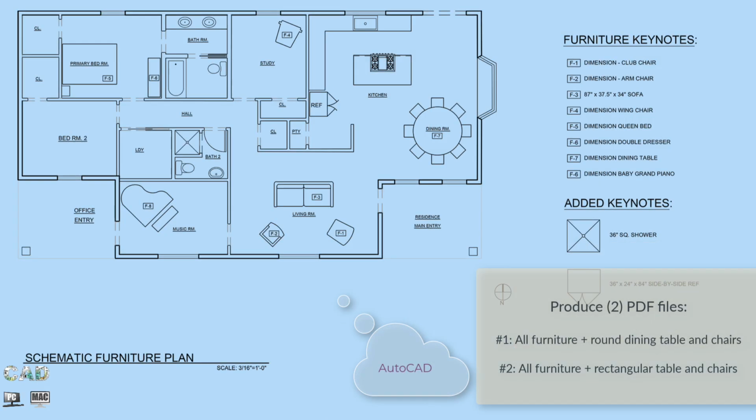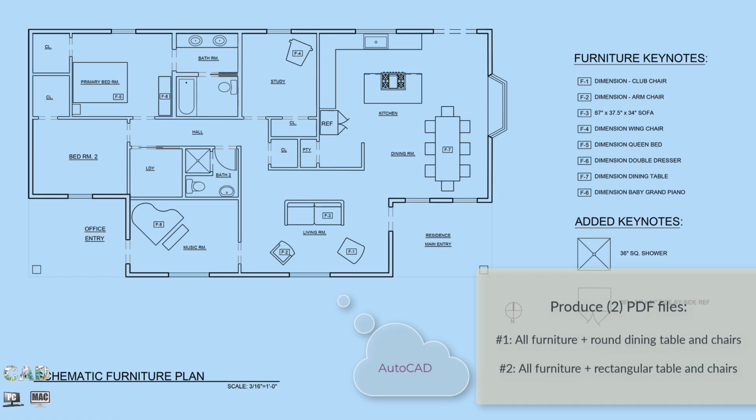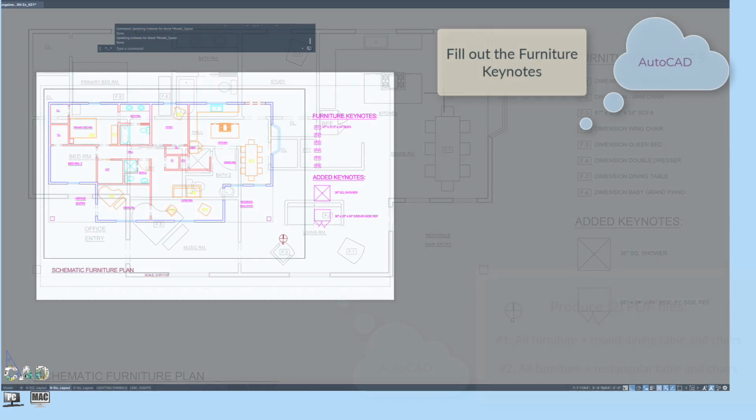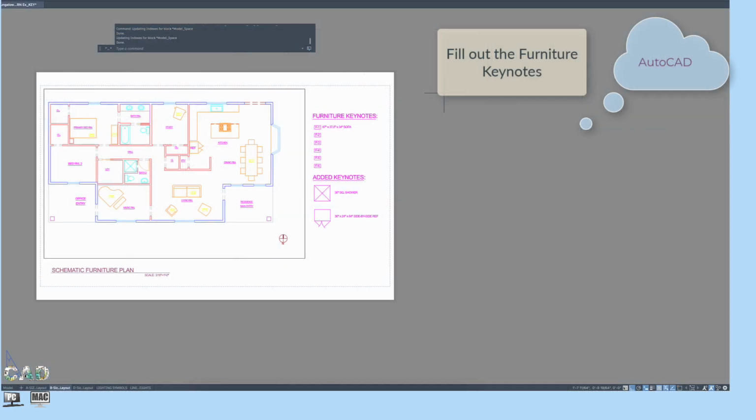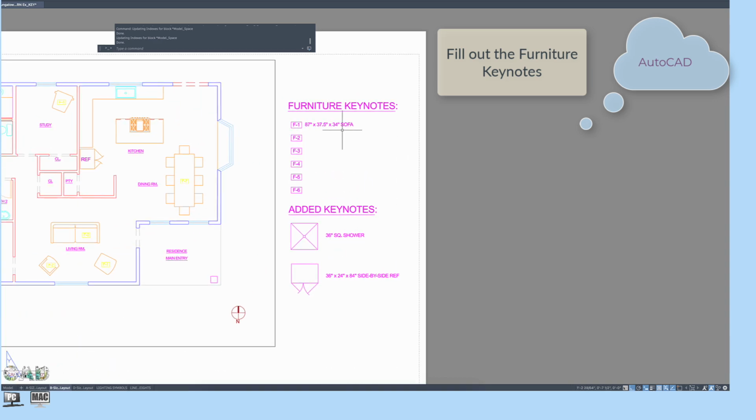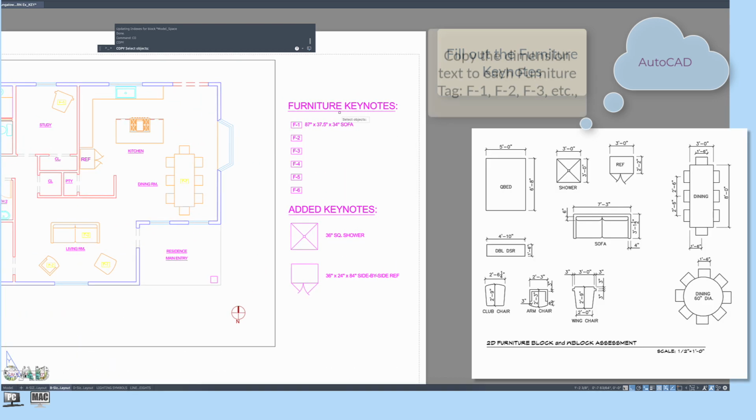You will produce two final PDF prints, one with the round dining room table and the second print with the rectangular table. To finalize this project assignment in Paperspace, you will be required to fill out the keynote dimensions for each furniture piece. You will refer to the dimensions used when the 2D furniture was drafted. These are schematic space planning blocks, so the dimensions will not be specific to any manufacturer's model.